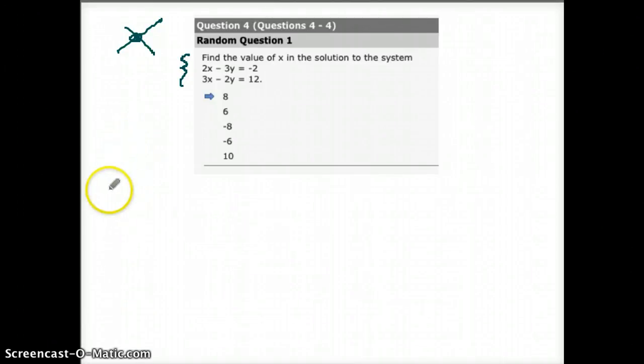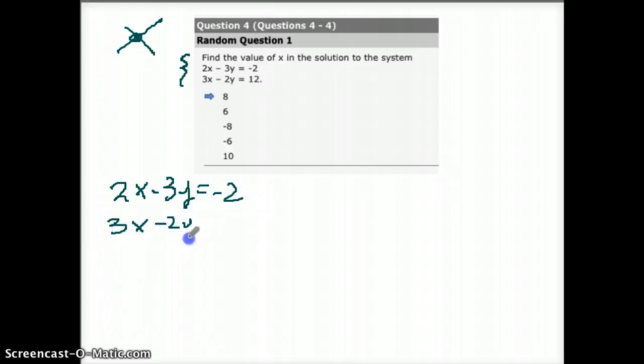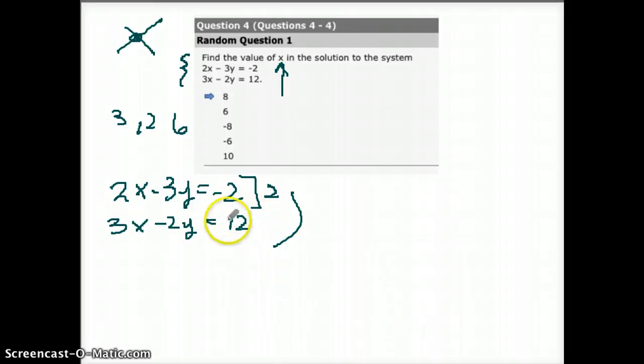I would use elimination. So let me just, for the sake of explaining it, write the problem here. Got to copy it correct. Okay. Now, since we want to find the value of x, let's get rid of the y. How do we get rid of the y? What's a common multiple of 3 and 2? 6. So I'm going to need to multiply this by 2. Let's do that and put that equation down here. Okay. And let's multiply this by a -3. And put that equation down here too.